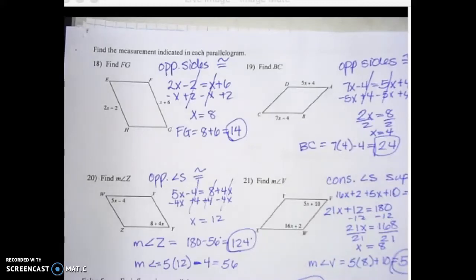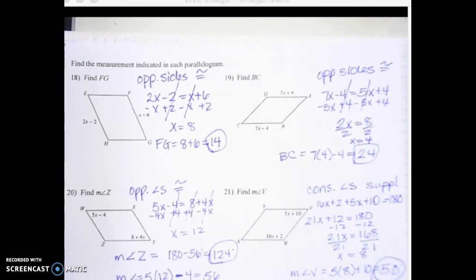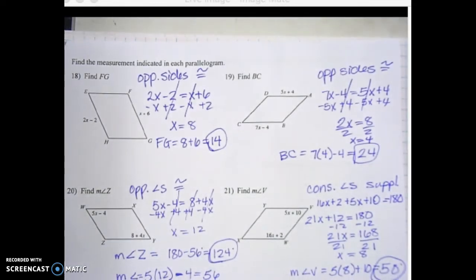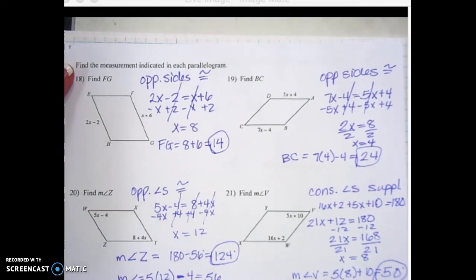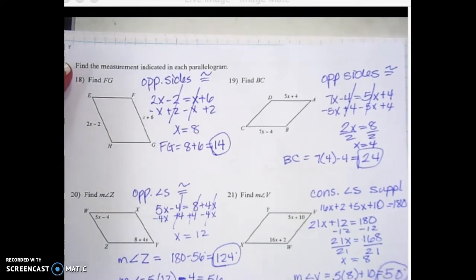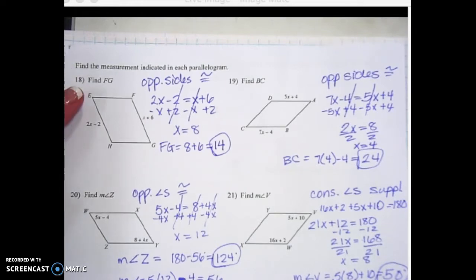This is the Chapter 6 practice test for geometry, starting on page 3 and ending on page 4. So numbers 18 through 21, the directions say, find the measurement indicated in each parallelogram. So 18 says find FG.